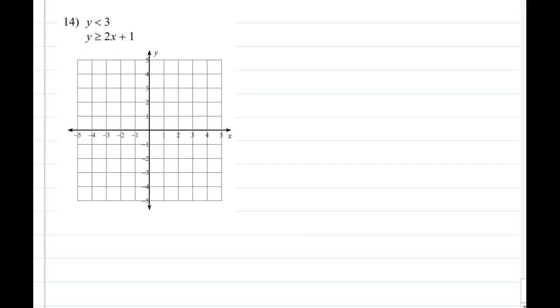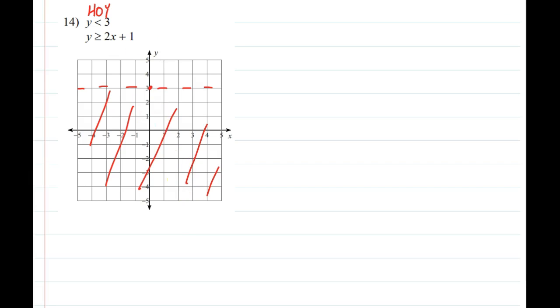Alright, so we're going to graph these. This is a horizontal line touching the y-axis at 3. And so you look at the symbol, so if it has a line, you draw a line. So this doesn't have a line underneath it, so I'm going to do a dashed line. And less than would be the lower than, and so I would shade below.